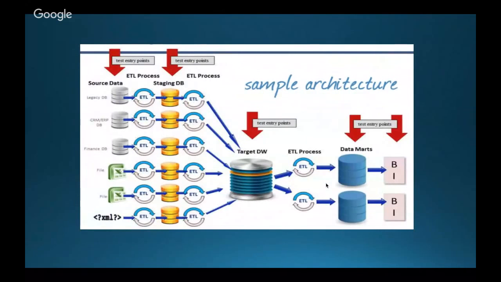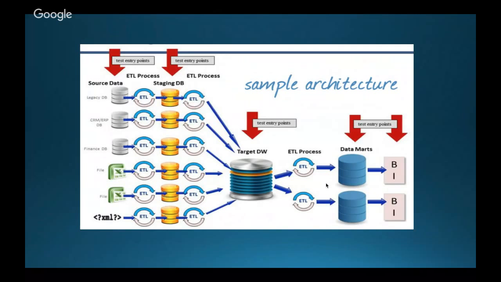Now, this is a sample architecture of an ETL system, and in this ETL system, we have the test entry points. I already discussed this in my previous slide; let me discuss it again here. At the source data level, which is a legacy database, CRM, ERP, or finance database, flat files, or XMLs, we have a test entry point which can be automated, taking data from the source, picking it up, and going through extraction, transformation, and loading, which is the ETL process, putting it into the staging database.